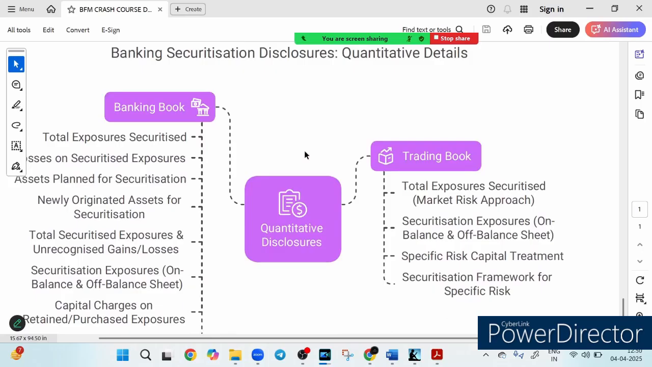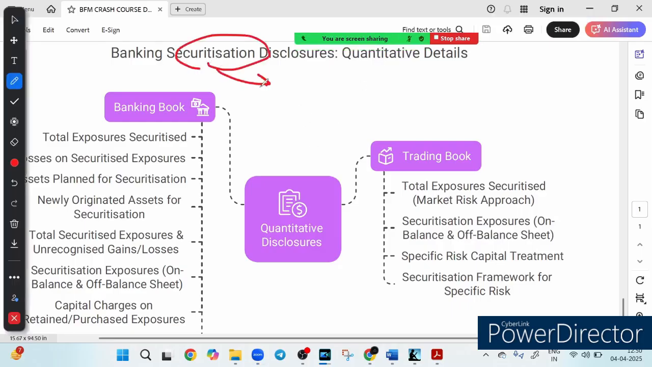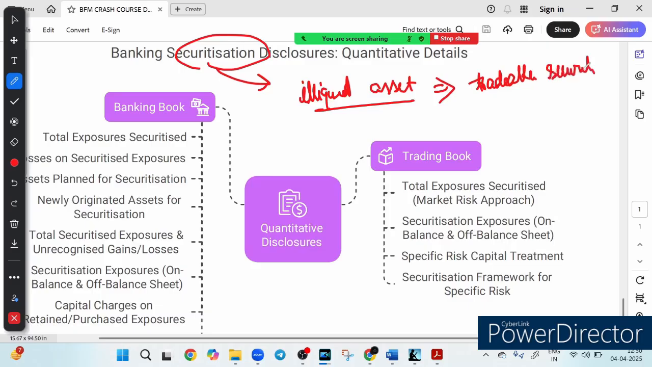Securitization is a game changer in modern banking, allowing financial institutions to transform illiquid assets into tradable ones. I think you know about securitization, right? Banks can take assets which are illiquid, and using securitization they can transform them into tradable securities. That is the role of securitization. But to ensure transparency and risk control, banks must make detailed quantitative disclosure. So let's explore what this disclosure should cover.